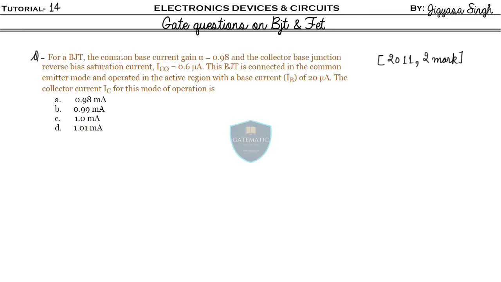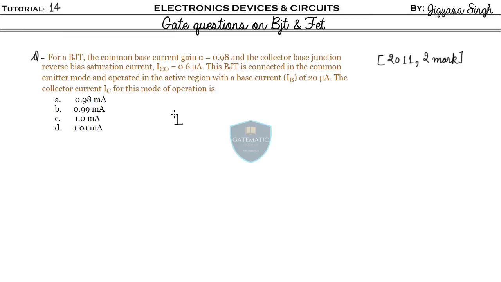For a BJT, the common base current gain alpha is equal to 0.98 and the collector base junction reverse bias saturation current ICO is equal to 0.6 microamperes. This BJT is connected in common emitter mode and operated in the active region with a base current of 20 microamperes. What is the collector current for this mode of operation?